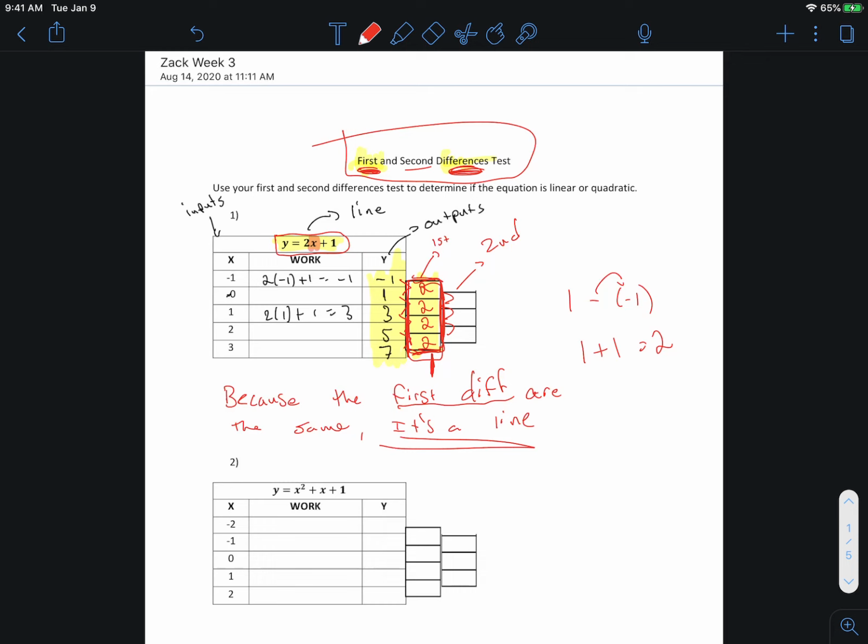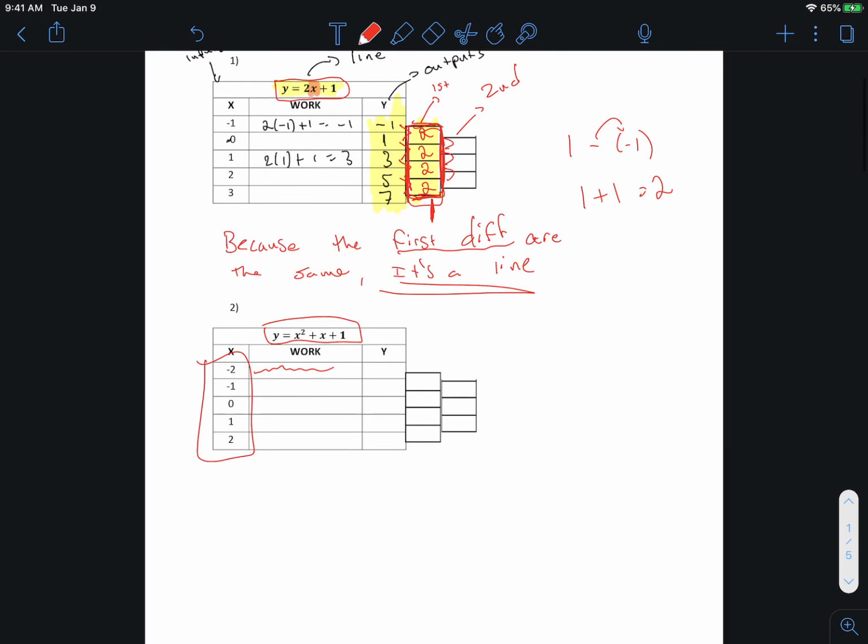I want you to do the exact same thing in the second one that you did in the first one, except the work is a little longer because the equation looks a little more complicated. That's literally the only thing that's changed. You still plug in the values they tell you to plug in right here. So y equals negative 2, in brackets, with the exponent outside of the brackets, plus negative 2 plus 1.